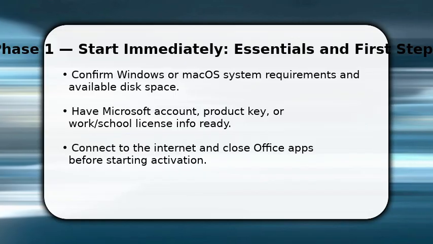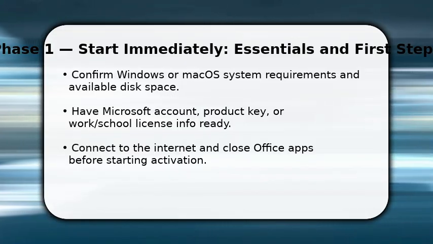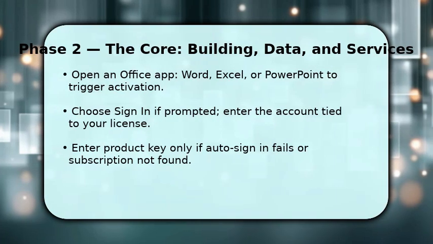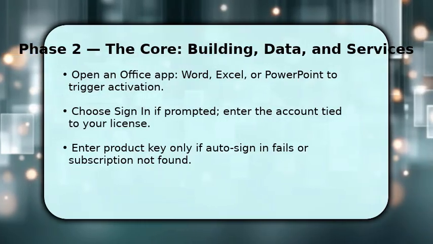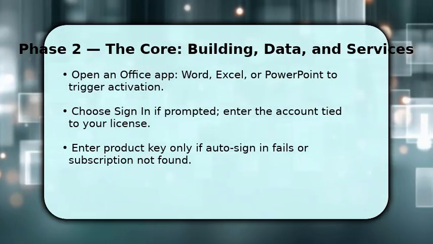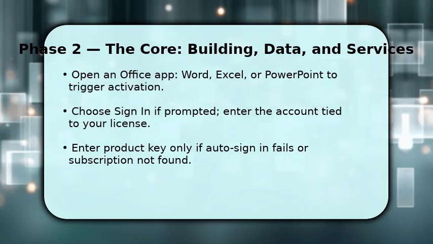This starts the activation handshake with Microsoft servers, so make sure your connection is stable and you're using the correct account. You now proceed inside an Office app. Select File, then Account, and look for activation or product information. Choose Sign In and enter the Microsoft account linked to your purchase. This authenticates subscriptions and perpetual licenses.